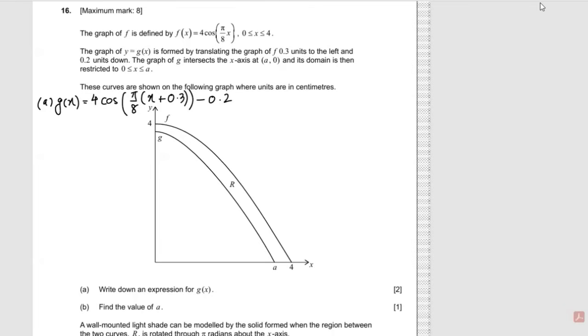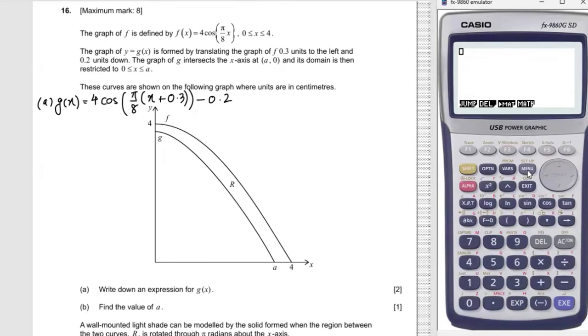For the value of A, you need to set your function equal to 0. That is one way, but I think this is a good way. You can just go to graph and substitute this function: 4 cos, shift pi, x plus 0.3, divide by 8, and minus 0.2. Let's see, I'm getting a graph like this.